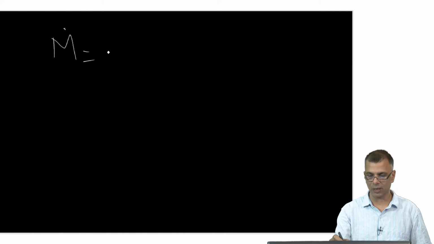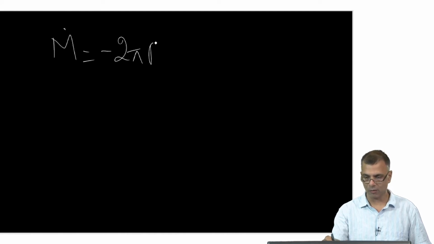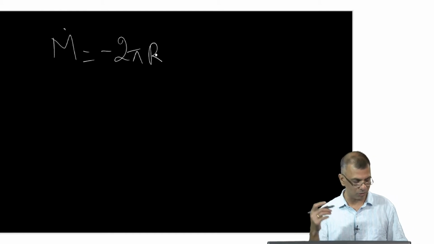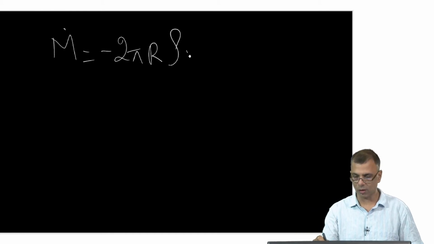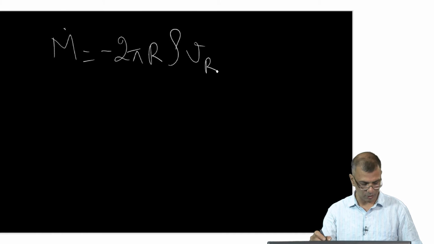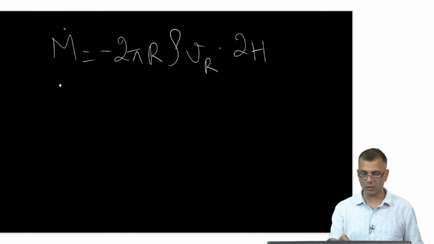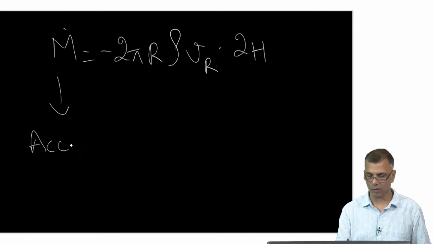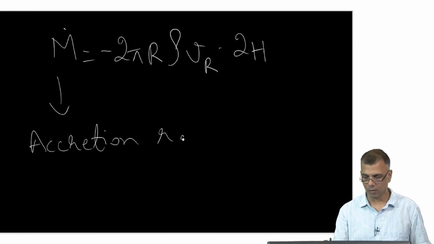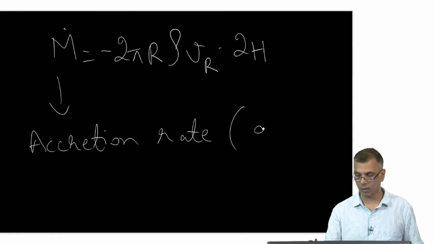This is essentially the mass conservation equation, right? And this was written as minus 2 pi r times rho times V r times 2h. So this is the accretion rate in grams per second.